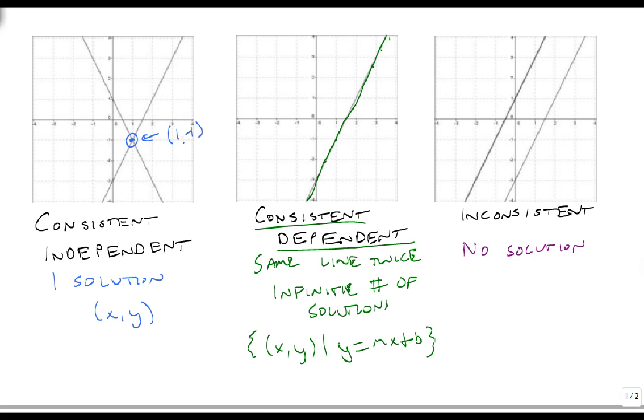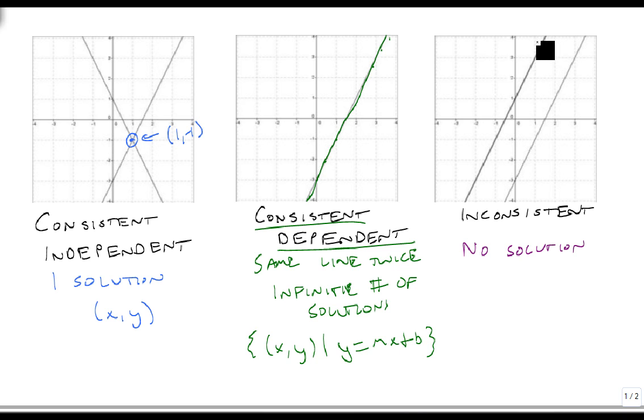We wanted to show you a graph of what we are looking at. So here we have a consistent independent system that meets in one point at the 1, minus 1 line. It has one solution and we express its answer as x, y. Here we have the same line on top of itself, and so any point on this line is true. Since it's the same line twice, it's consistent dependent, and there's an infinite number of solutions, which we express in set builder notation as the set of all points x, y, such that y equals mx plus b.